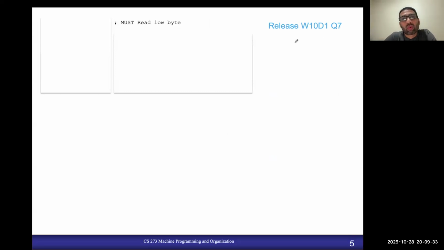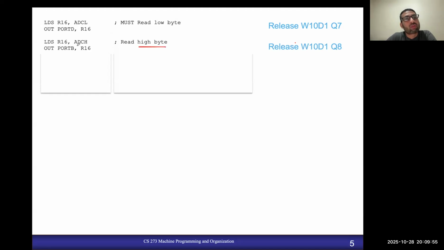I'm not releasing this poll because it is straightforward and we are running short on time. You are basically simply reading the value of ADCL into R16 and then sending that value through R16 to port D. Remember, we must first read the low byte and then read the high byte. You read the value from ADCH into R16 using the LDS instruction, and then you send R16 to port B.